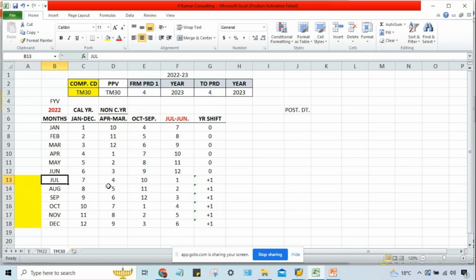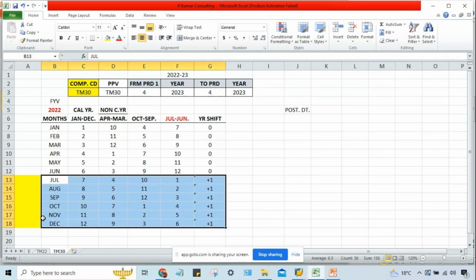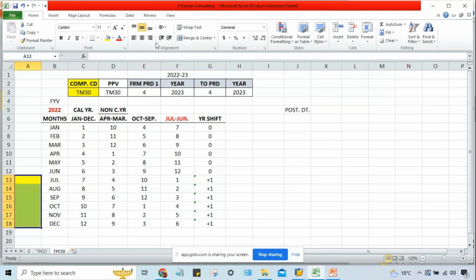So look here, guys. From July onwards, they are saying that we have entered 2023. But actually, what is there in July? We are in 2022 itself, calendar year, right? So the posting date is, let's suppose, 1st of July 2022. So here July equals the first period, so the first period must be open.